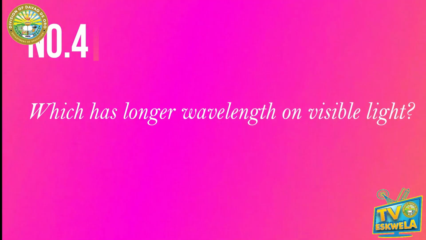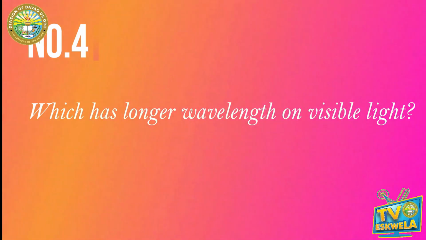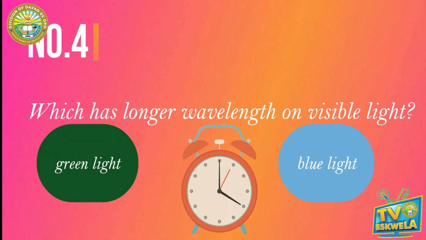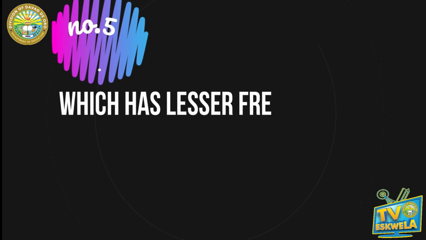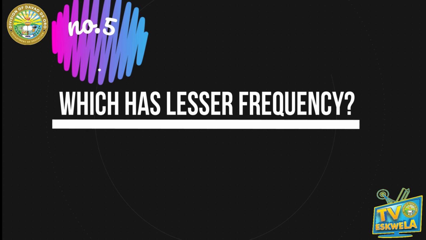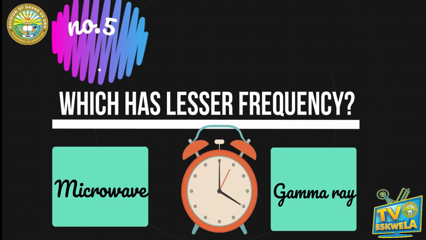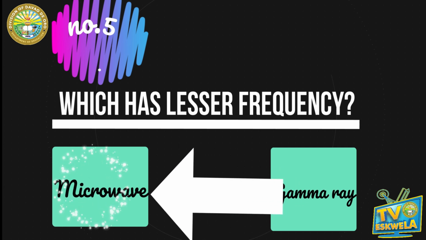Number 4. Which has longer wavelength on visible light? Correct, green light. And number 5. Which has lesser frequency? Correct, microwave.